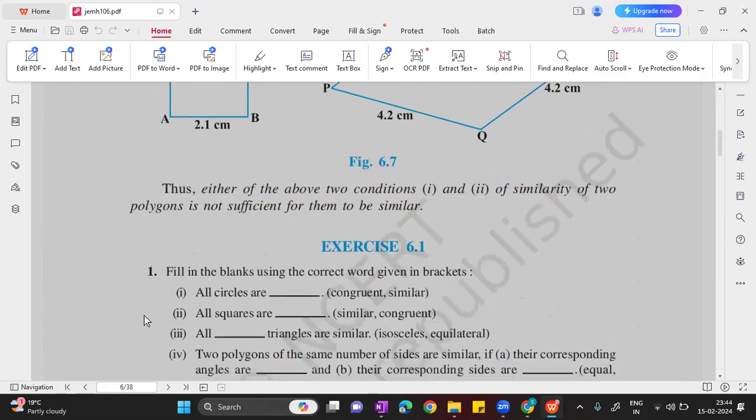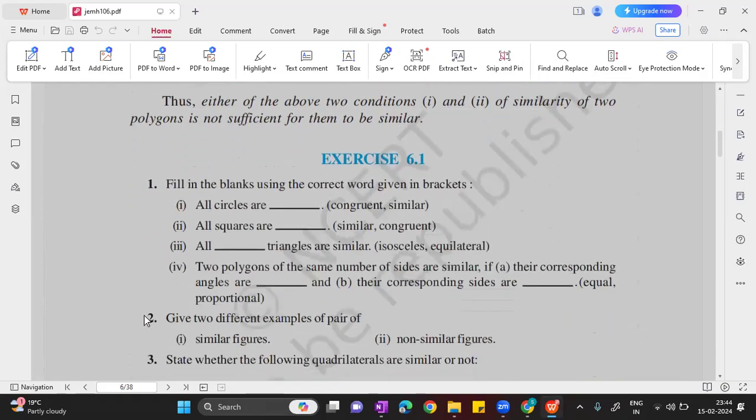Okay. Now let us go to the exercise. So the first question is, all circles are dash: congruent or similar. Tell me, Manya, all circles are congruent, or all the circles are similar? Which answer is correct? Similar, of course. Are they congruent? No, they are not.